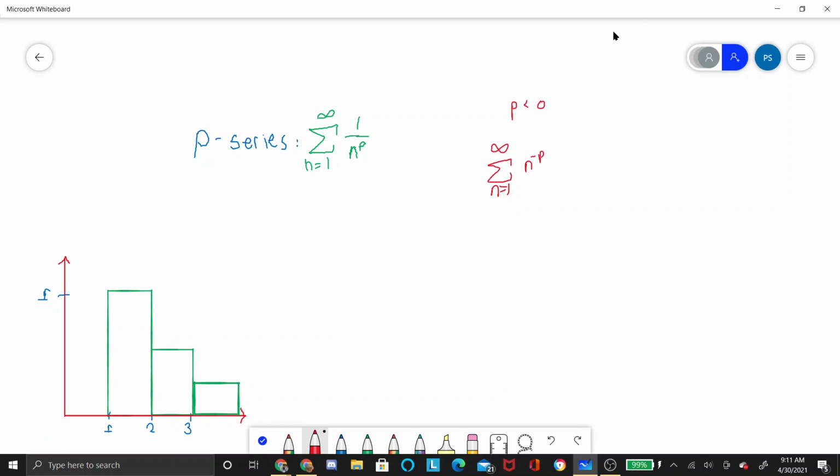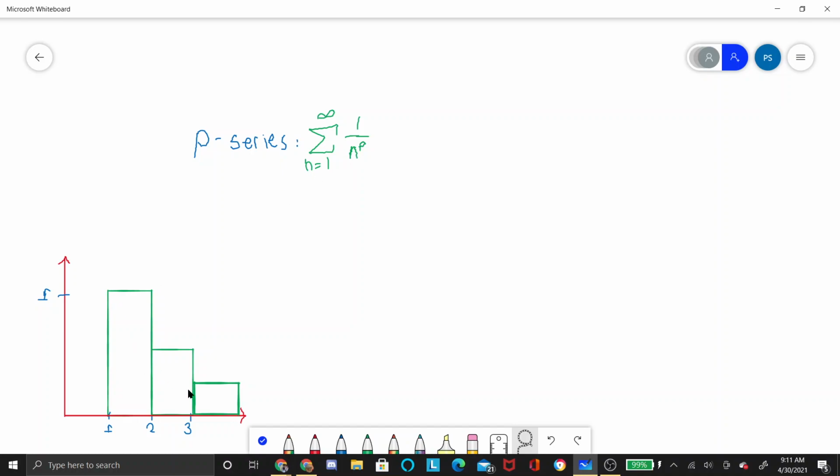So say if p was negative 1, this would just turn out to be n to the 1, and that series would just look like 1 plus 2 plus 3 plus 4 plus 5. And for whatever negative p, that series will just get greater and greater. So this will always diverge. And that's helpful to know later on, when we don't have to take the negative case anymore. So we already know that when p is less than 0, our series will diverge. That's good. Now we're going to move on to when p is greater than 0.